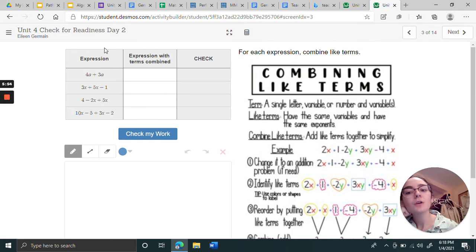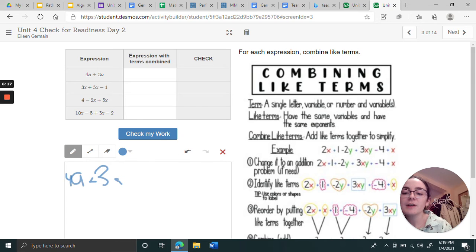Okay, so now we have expressions with terms combined. We have some expressions here, right? We have a 4a and a 3a, and we need to combine our like terms. That means in this first example, all of our a's are going to be combined. So we could say 4a plus 3a.